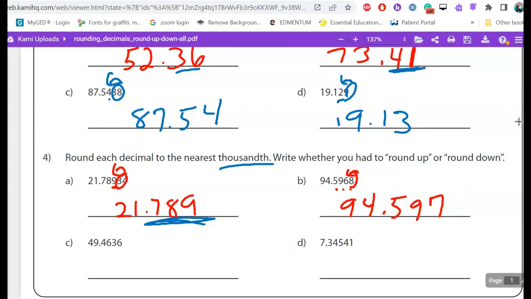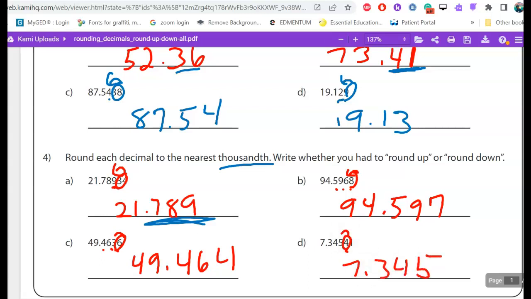Letter C. What digit is in the thousandths place? Tenths, hundredths, thousandths. I see a number 3, and I have a 6. You know now that that 6 is telling that 3 to go up to number 4, right? So 49.464. Last one, letter D. Tenths, hundredths, thousandths. I see a 5 in the thousandths place, but I see a 4 telling that 5 to stay the same. So I have 7.345. Staying the same. Sorry about the sloppy handwriting, guys.